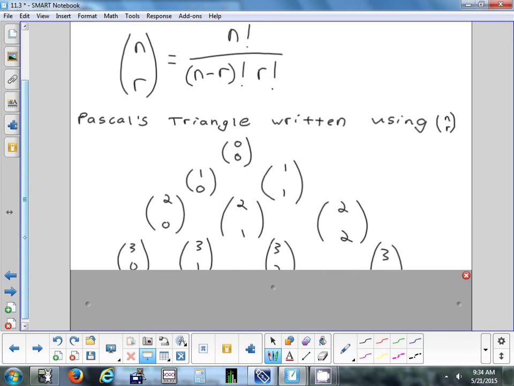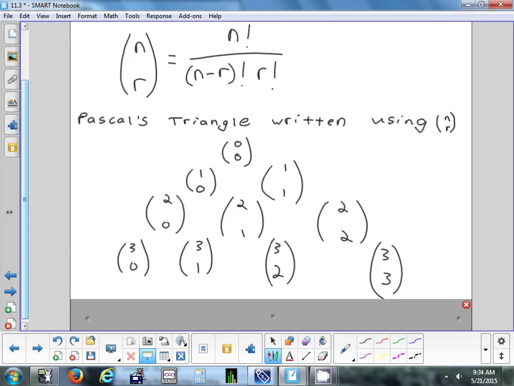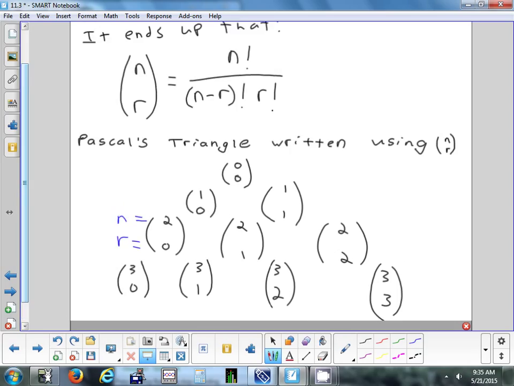Right, so here's how you could write Pascal's triangle in our new notation. This is row 0, column 0. The next ones are row 1, column 0, row 1, column 1. Then row 2, column 0, row 2, column 1, row 2, column 2. Row 3, column 0, row 3, column 1, row 3, column 2, row 3, column 3. If you plug these numbers into that formula above, letting the top one be n and the bottom one be r, you'll get exactly Pascal's triangle. So you just have to follow that formula.